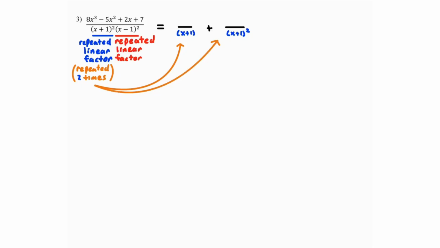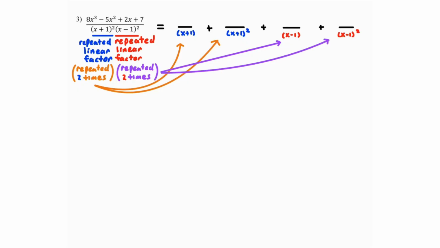Now for the (x minus 1) squared, this is also a repeat linear factor, and it's been repeated 2 times. So we're going to have 2 fractions for this one. One's going to have the denominator of x minus 1, another with the denominator of (x minus 1) squared. Again, since we don't know the numerators, we'll call them A, B, C, and D. Let's multiply both sides by the original denominator of (x plus 1) squared times (x minus 1) squared.